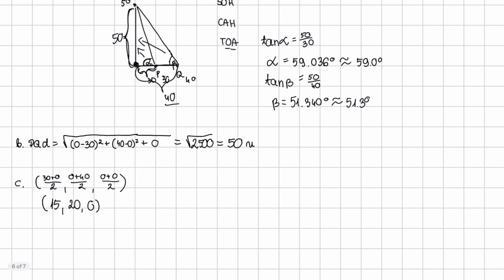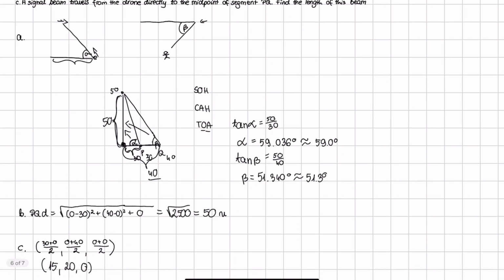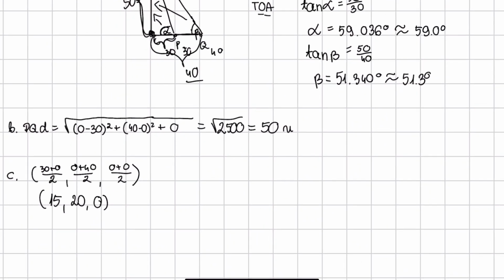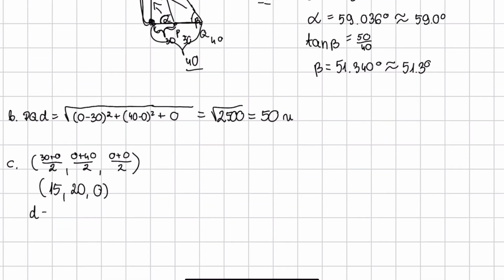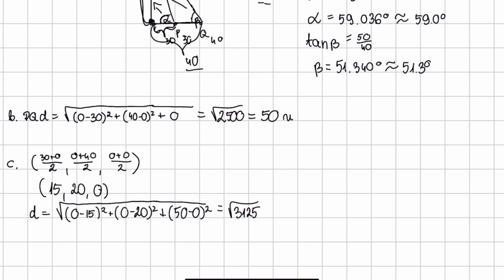And now we have to find the distance. So the distance has to be from the drone to the midpoint. So once again we use the distance formula, and we have to substitute our values. So 0 minus 15 squared plus 0 minus 20 squared plus 50 minus 0 squared, and this is the square root of 3125, so it's approximately 55.9, and of course units.